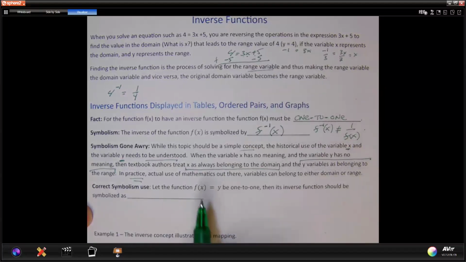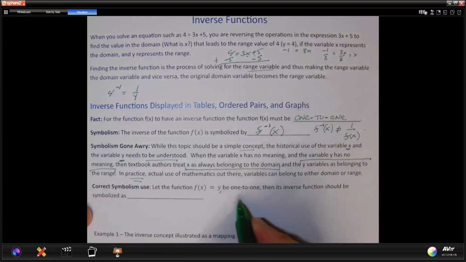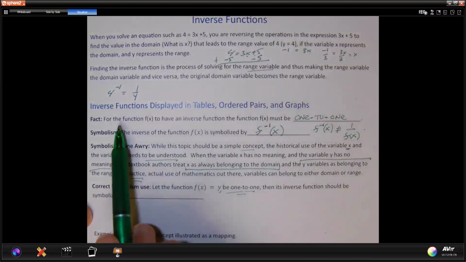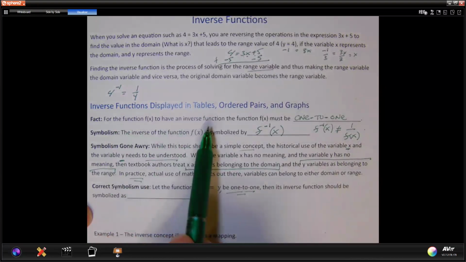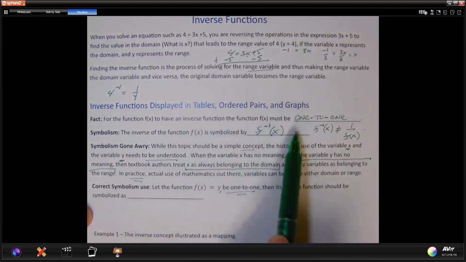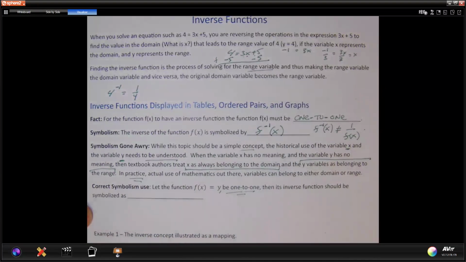So if I had my way, the correct symbol used would be the following. Let the function f of x equals y be 1 to 1. And why do I want it to be 1 to 1? Because for a function to have an inverse function, the function f of x must be 1 to 1. Then its inverse function should be the following.